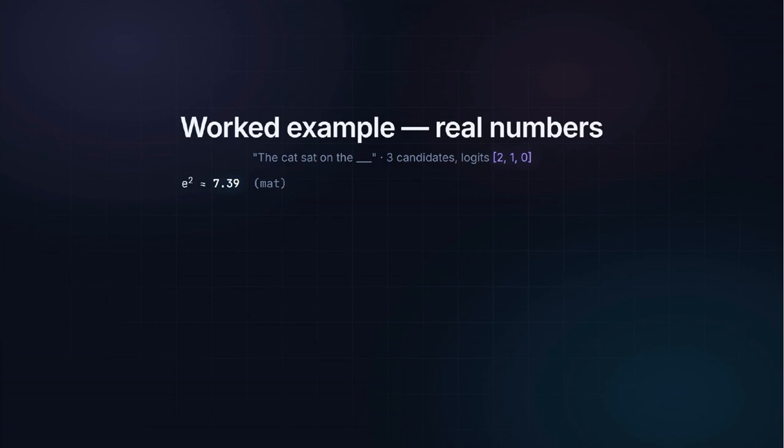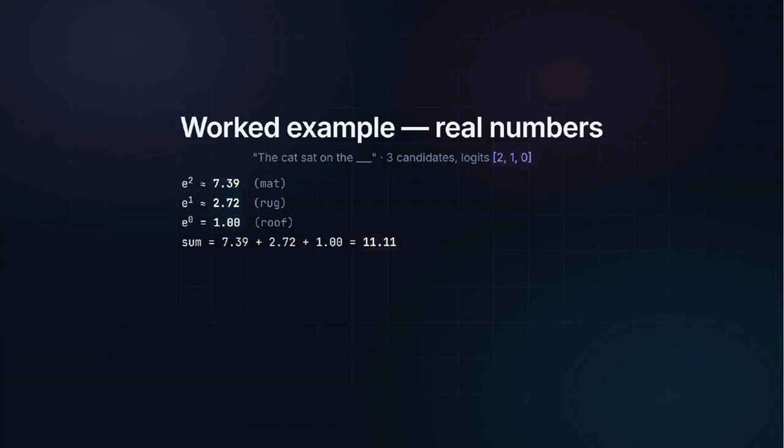Step 2, sum them. 7.39 plus 2.72 plus 1 is 11.11. Step 3, divide each by 11.11. Mat becomes 0.65. Rug, 0.245, roof, 0.09. They add back to exactly 1. And notice what exponentiating did. A logit gap of just 1 between mat and rug became 67 versus 25%. Softmax amplifies the leader.